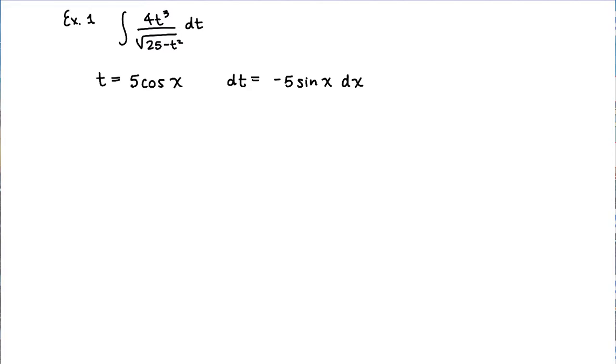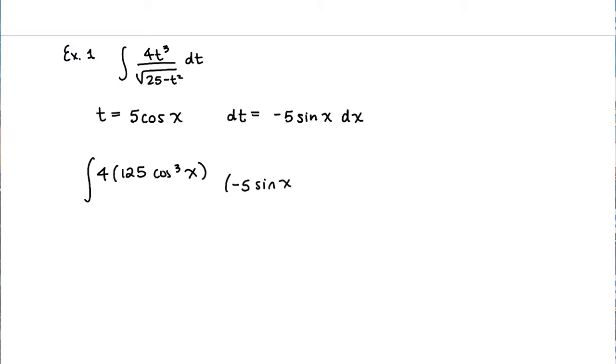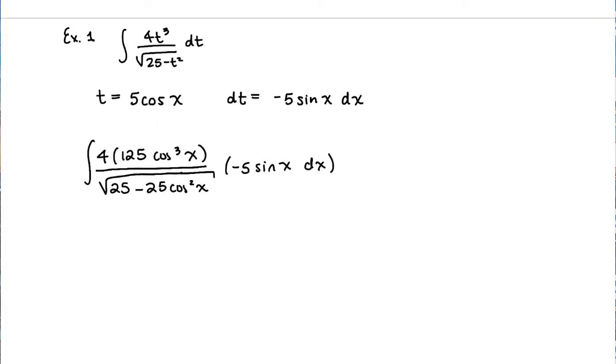Okay, so if I rewrite this integral, let's take a look at what it becomes. 4 is there. t cubed would be 125 cosine cubed x. dt would be negative 5 sine x dx. And then over the square root of 25 minus 25 cosine squared x. Right away, this integral became worse. But I want us to focus specifically on what's going on with the radical. We're going to see if it really actually got worse.